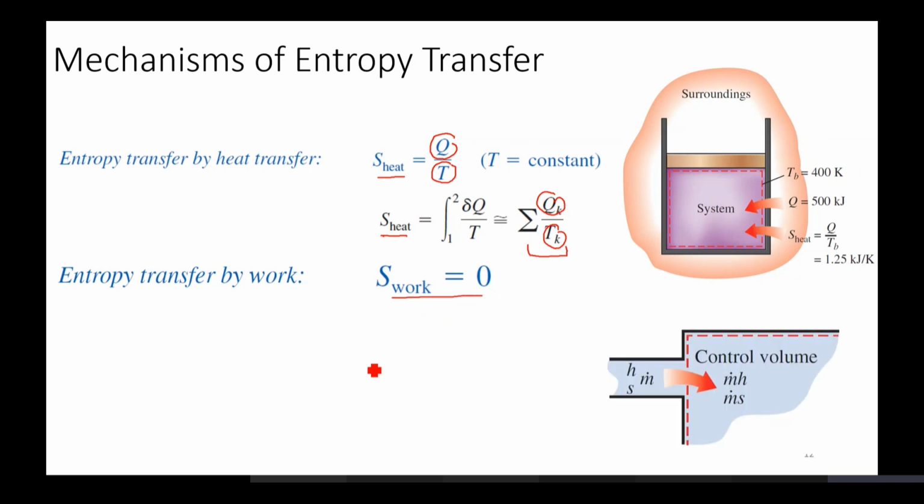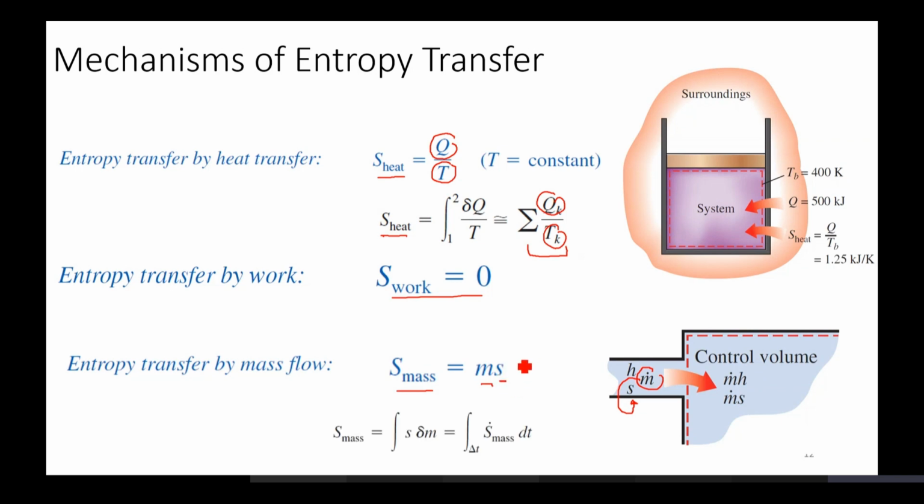There's no entropy due to work, and entropy transfer due to mass is basically the mass flow rate multiplied by the entropy of that mass at that condition. This you can find out from the property tables. So the entropy due to mass is essentially the mass which is entering the system multiplied by the entropy of the mass at that particular condition, pressure or temperature.